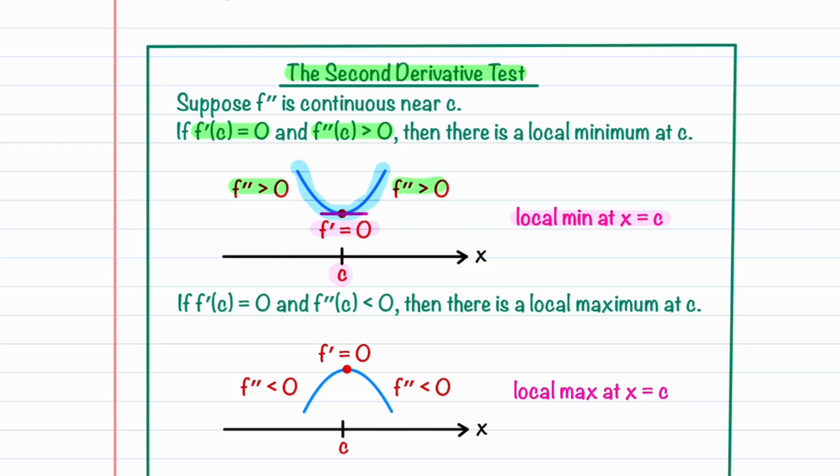Same thing happens for concave down. If our derivative is equal to 0, that's this point right here, and our second derivative is less than 0, it's less than 0 at c, to the left and to the right, then our function is concave down, and we have a local max at x is equal to c. Let's now walk through some examples.